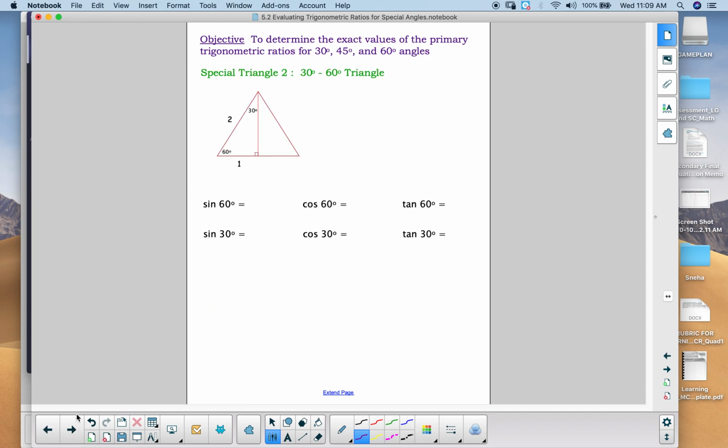The second type of special triangle is the 30-60 triangle, and we're going to find the cosine, sine, and tangent of 60, and similarly the sine, cosine, and tangent of 30 using this triangle. The hypotenuse of this triangle is 2 units, and this side is 1 unit, and this half is your right angle triangle. We do not know the length of this leg. Let's call it b. What is the length of b? Well, we know that this is the hypotenuse, right?